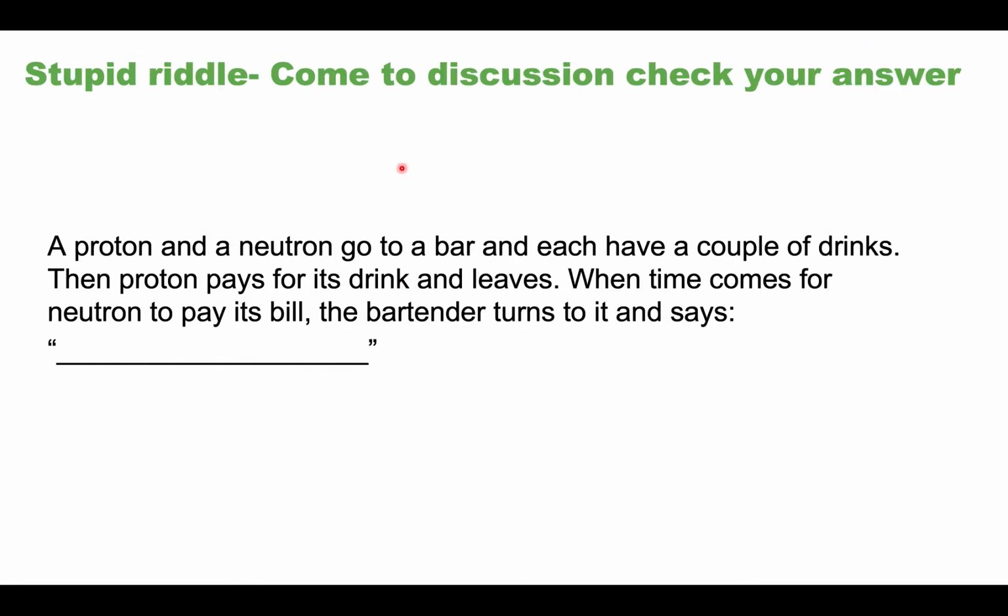Okay, so now sometimes I come up with stupid riddles to try to help you remember some of these abstract concepts. So see if you can solve this riddle and come to our Zoom discussions to check to see if you got the answer correct. So what is the riddle? A proton and a neutron go to a bar and each have a couple of drinks. Then the proton pays for its drink and leaves. When the time comes for the neutron to pay its bill, the bartender turns to it and says, and you have to guess what the bartender says to the neutron.